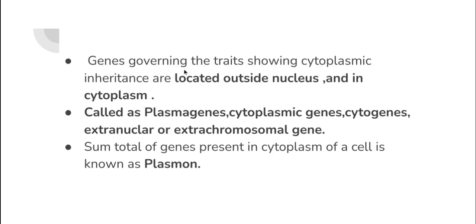Now, the genes governing the trait showing cytoplasmic inheritance are located outside the nucleus. I have already told you. All the genes which are located outside the nucleus are referred to as plasma genes, cytoplasmic genes, cytogenes, extranuclear or extrachromosomal genes. These are the different terms used to denote the extrachromosomal gene. And all the genes present in the cytoplasm of the cell are known as plasmon.